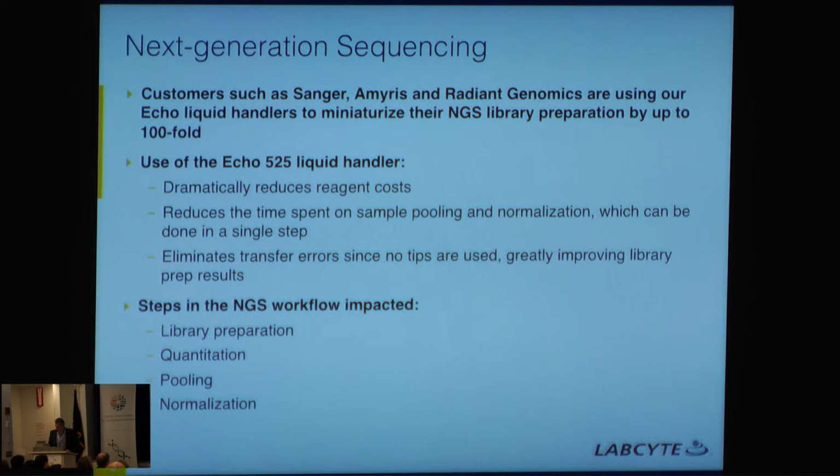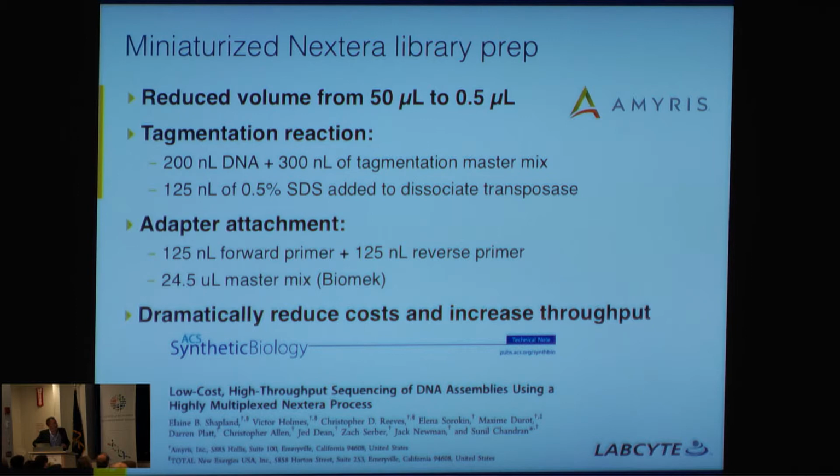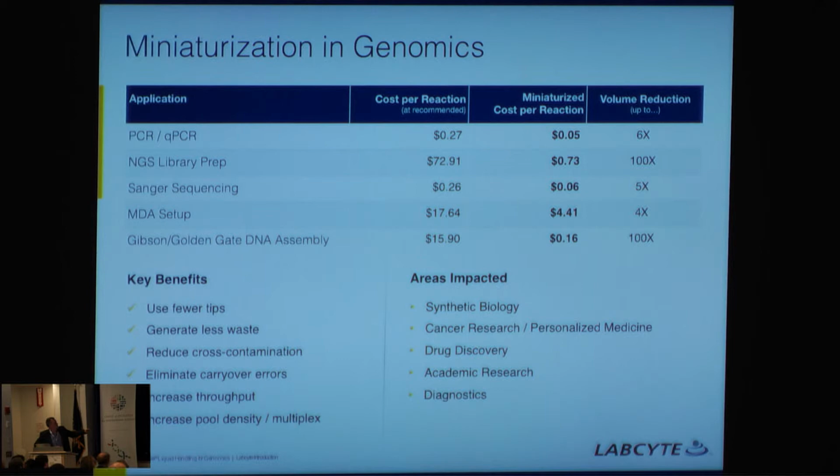One example from Amaris was the ability to microscale the Nextera reaction from 50 microliters down to 500 nanoliters, adding 200 nanoliters of DNA with the Echo, and then the tagmentation master mix, 300 nanoliters, and then being able to terminate that also with the Echo, and then also using the Echo for adding the primers. And so what this has enabled is nearly a 100-fold reduction in the costs of the tagmentation reaction from $73 per reaction down to 73 cents.